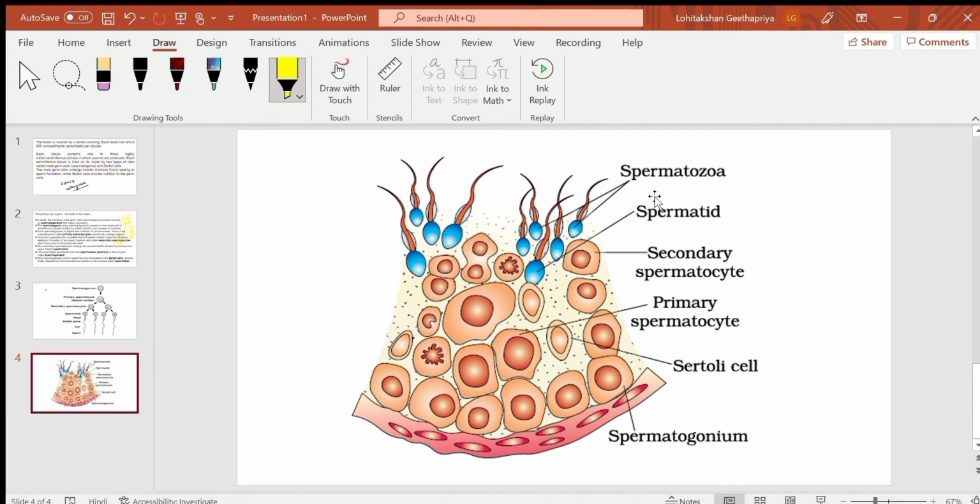So this is just a diagrammatic representation, where this is the seminiferous tubule, and these are the immature male germ cells, the spermatogonia. These are the Sertoli cells, which are there to nurture the developing sperms. These are the primary spermatocytes. They undergo the first meiotic division, then again the secondary spermatocytes undergo one more meiotic division. So the second meiotic division leads to the formation of spermatids. Then again they change their structure, they become modified to become sperms or the spermatozoa.